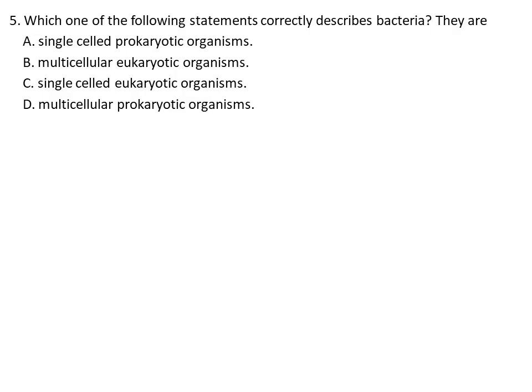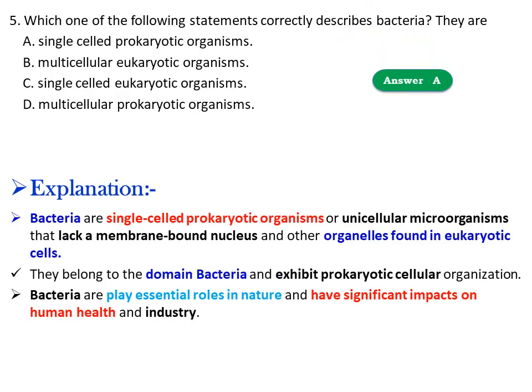Question number five. Which one of the following statements correctly describes bacteria? The answer should be A, single-celled prokaryotic organisms. In the explanation, bacteria are single-celled prokaryotic organisms, or unicellular microorganisms, that lack a membrane-bound nucleus and other organelles found in eukaryotic cells. They belong to the domain Monera, which exhibits prokaryotic cellular organization.